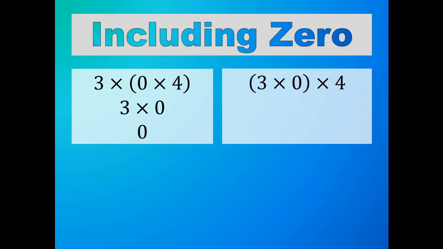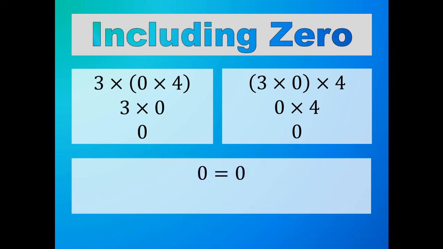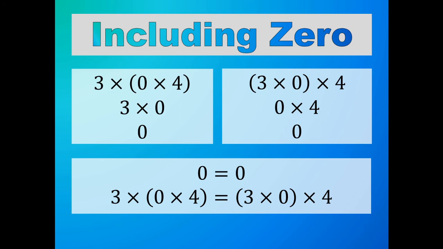Now let's talk about parentheses 3 times 0 and that times 4. Well, 3 times 0 is equal to 0, and 0 times 4 is equal to 0. So 3 times 0, that in parentheses, and that times 4 is equal to 0. Because 0 is equal to 0, we can now know that 3 times parentheses 0 times 4 is equal to parentheses 3 times 0, and that times 4.